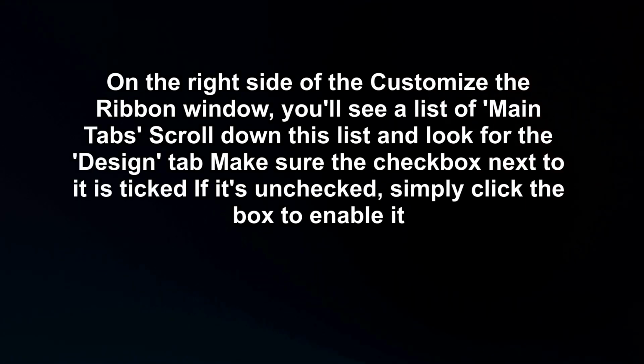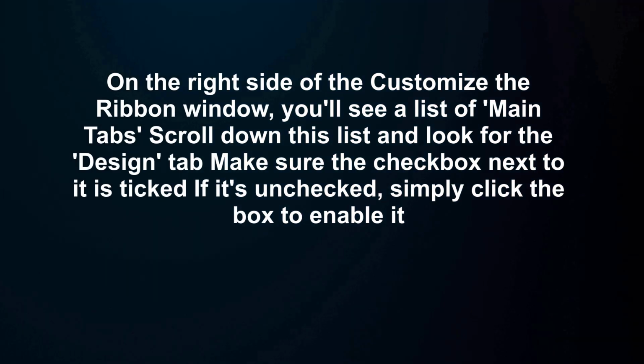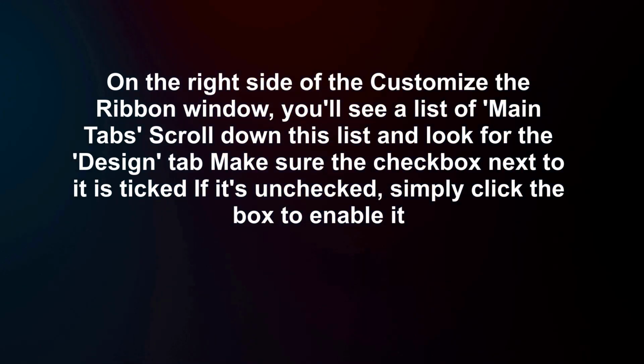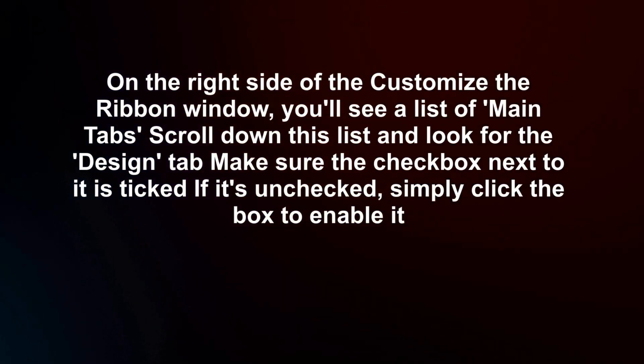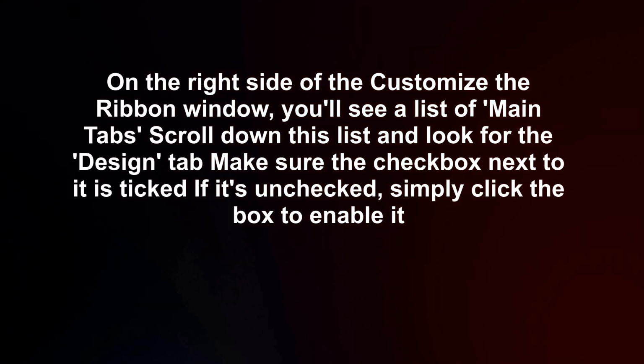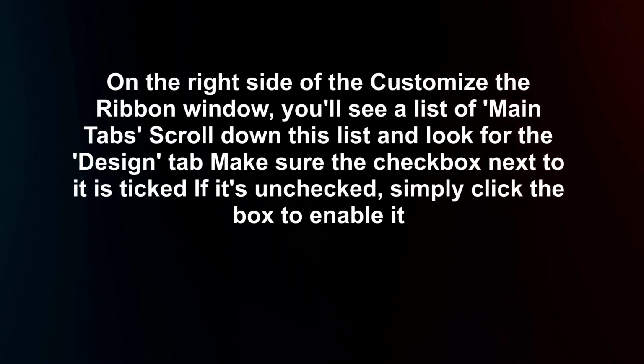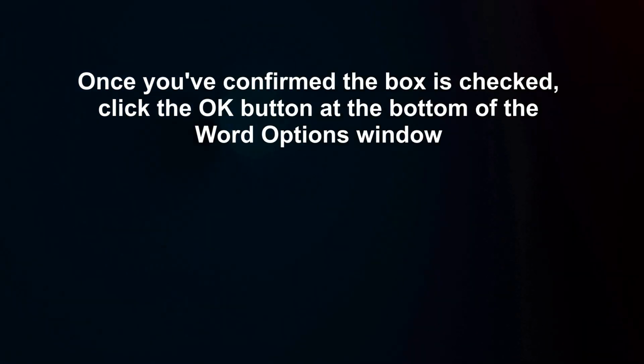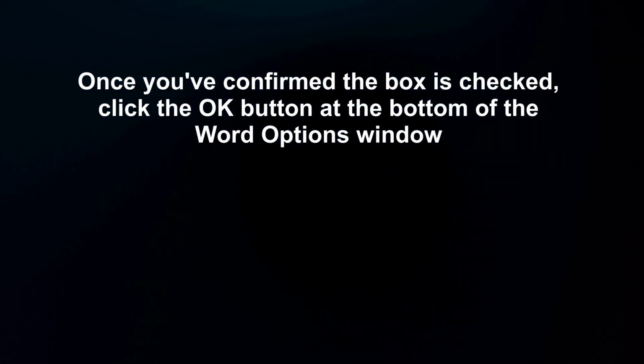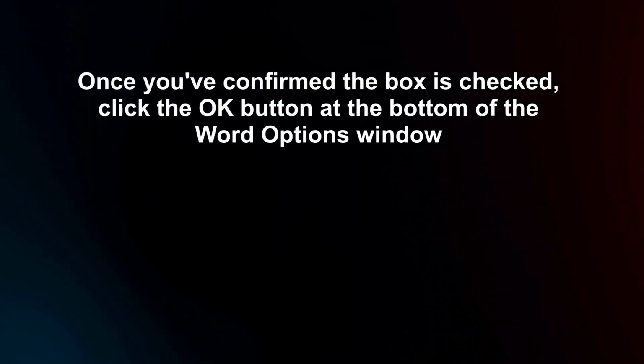On the right side of the Customize the Ribbon window, you'll see a list of main tabs. Scroll down this list and look for the Design tab. Make sure the checkbox next to it is ticked. If it's unchecked, simply click the box to enable it. Once you've confirmed the box is checked, click the OK button at the bottom of the Word Options window.